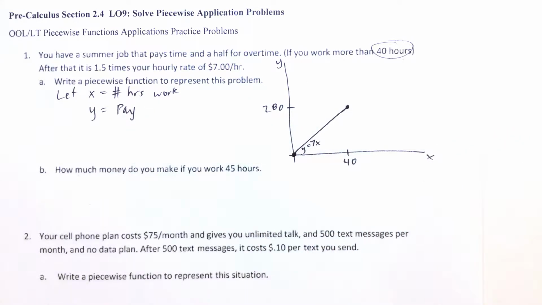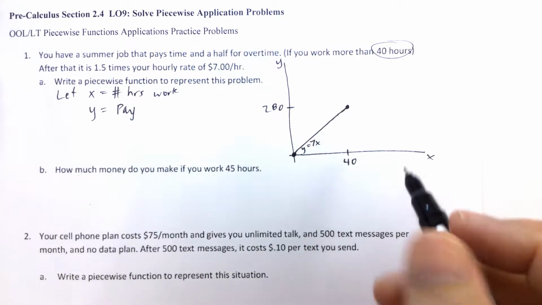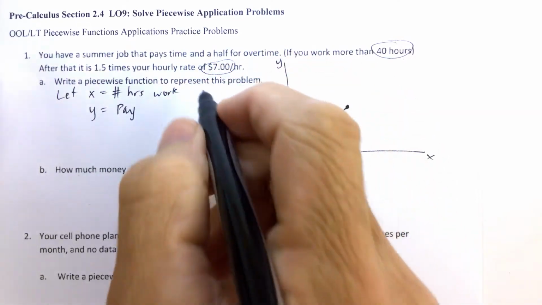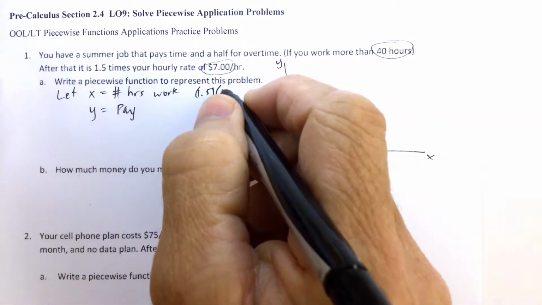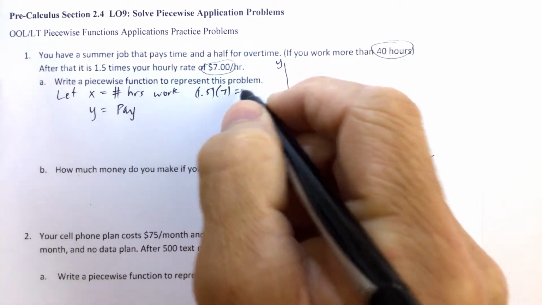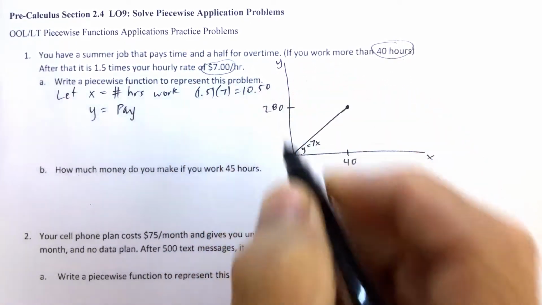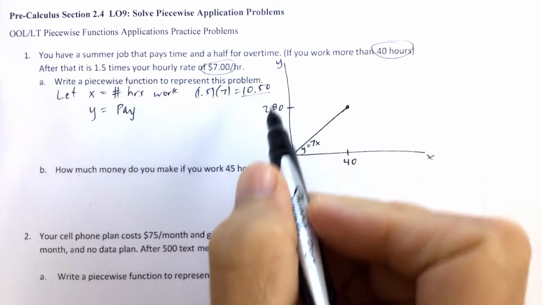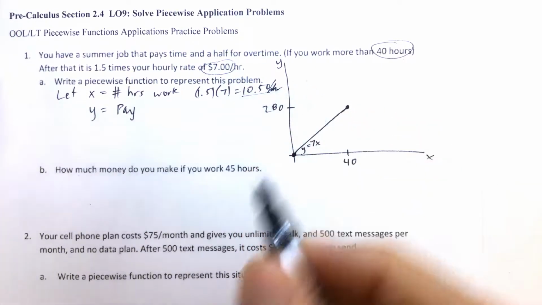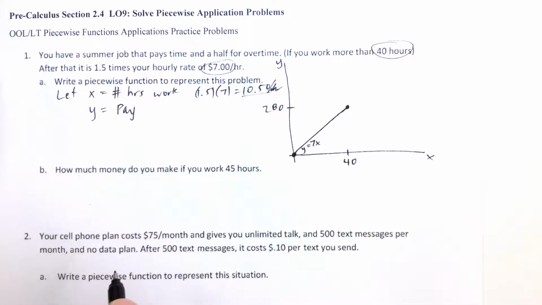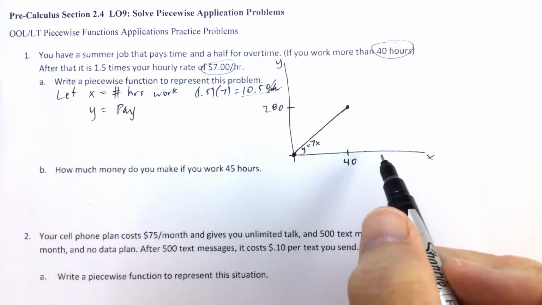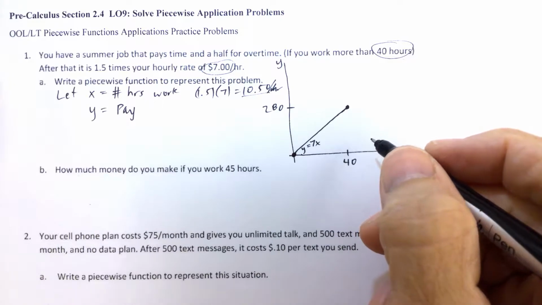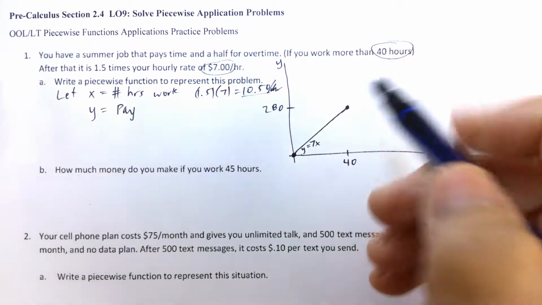Now, it says after the 40-hour mark, I start getting paid 1.5 times my hourly pay. So if I get paid $7, 1.5 times 7 is equal to $10.50. Basically you get time and a half. Half of 7 is $3.50, so you get $3.50 plus 7, or $10.50 per hour for every hour I work past 40, so I'm going to get paid more each hour after that.